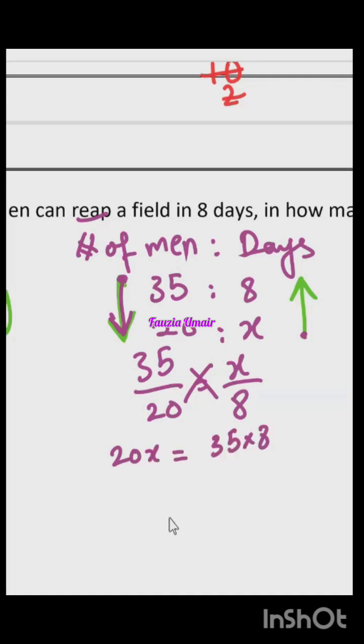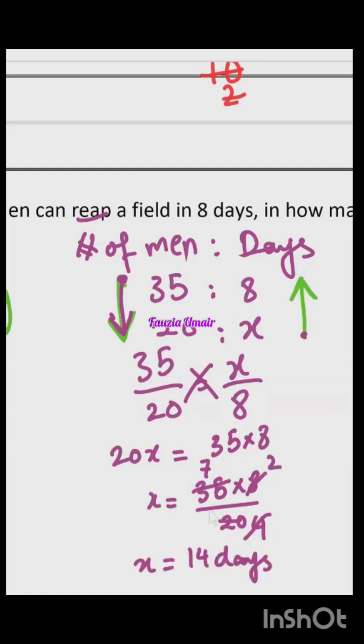X is equal to 35 into 8 divided by 20. So 5 sevens are 35, 5 fours are 20, 4 twos are 8. So x is coming as 14 days. So do you think this answer is sensible? Is this answer making sense? Yes, ma'am.